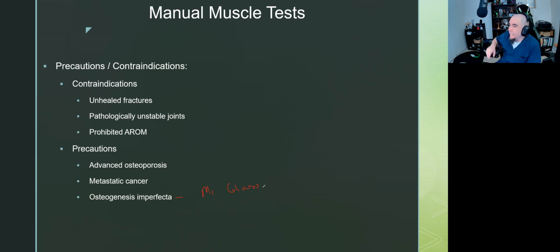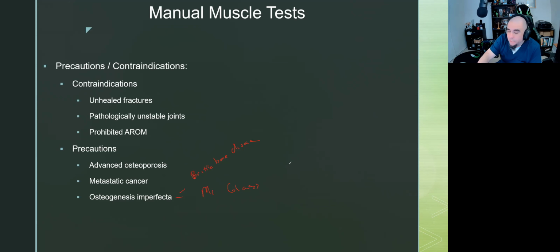Mr. Glass in that has brittle bone disease. That's what osteogenesis imperfecta is. It's called brittle bone disease. That means the bone is just really likely to fracture with a small amount of force. So anytime you see osteogenesis imperfecta, think of a guy that's basically made of glass. It's not going to take that much for you to fracture a bone.